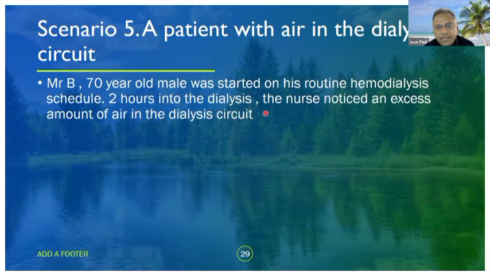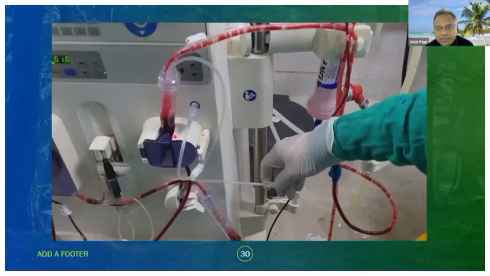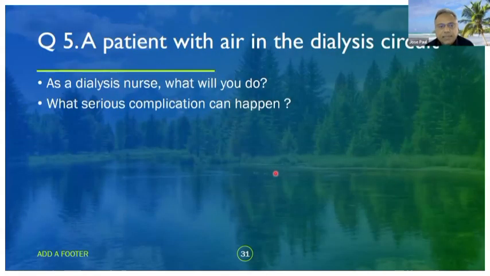And 2 hours into the dialysis, a nurse noticed an excess amount of air in the dialysis circuit. So this is a dialysis circuit with lots of air in it. So where is the problem, and what complication can happen if you continue the patient on dialysis? As a dialysis nurse, what will you do? What serious complication can happen if you continue dialysis?